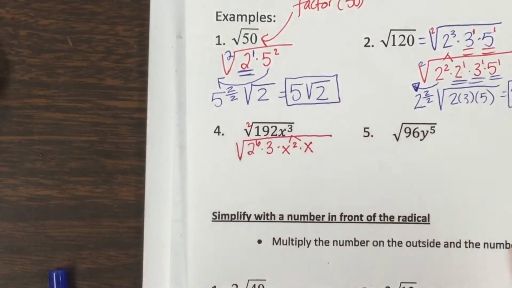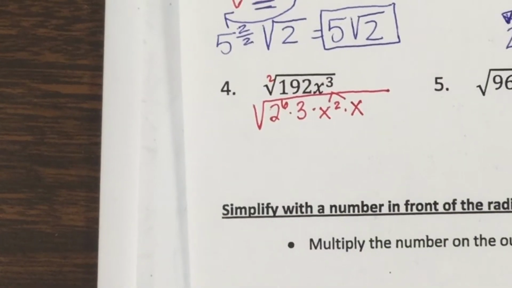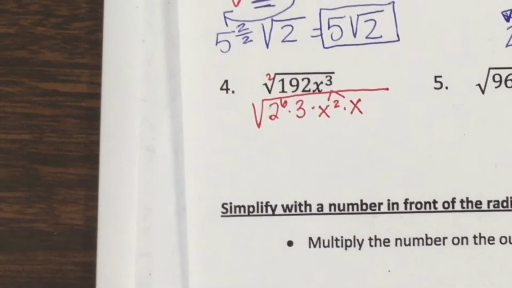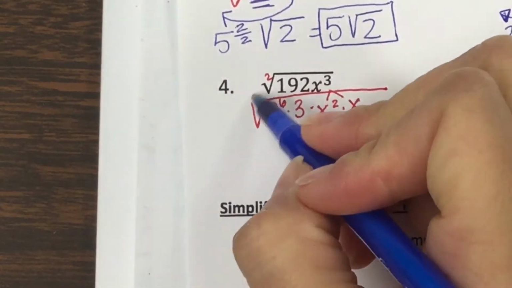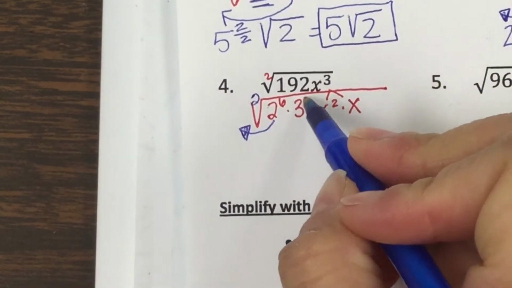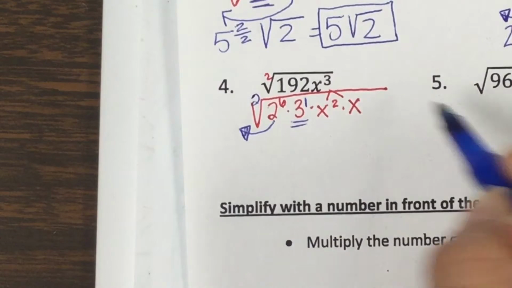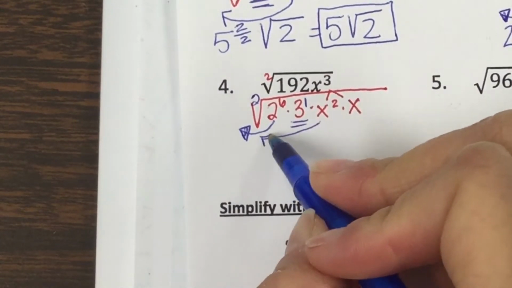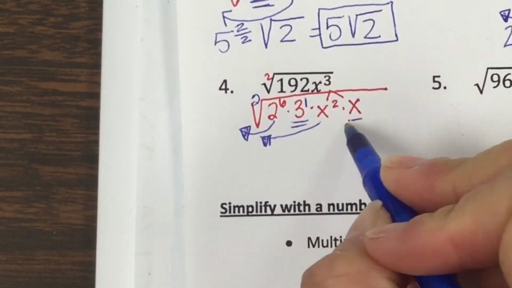All of this is still under the radical, and then you go through that process. For 2 to the 6th power, is that exponent divisible? Yes. So it's coming out of the radical. 3 to the 1st power, anything to the 1st power stays under. X squared is divisible, so it's coming out. X to the 1st power, anything to the 1st power stays under.